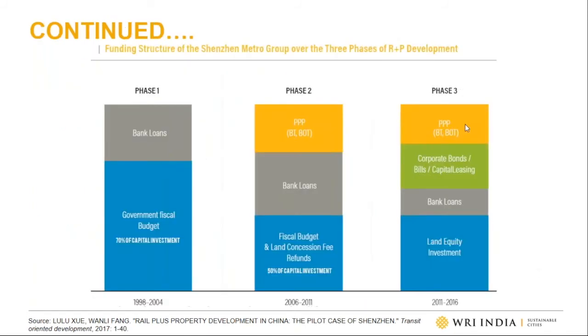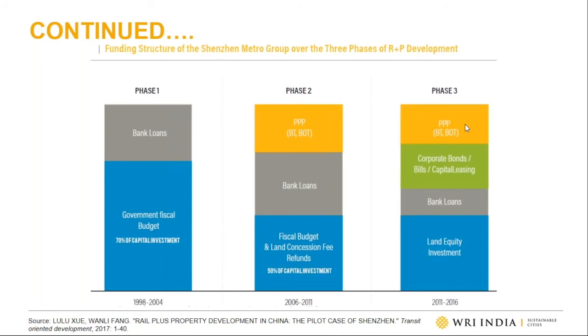Let's look at it in a little more detail, discussing each phase. In phase 1, the Shenzhen city government invested a total of 70% of capital investment, and the remaining 30% was borrowed from banks with government guarantees. In phase 2, the city government invested 50% of capital. Government employed special auctions to transfer land to survey companies, and refunded land concession fees paid by the metro company. Shenzhen Metro Group commissioned developers through a build and transfer agreement for property development.